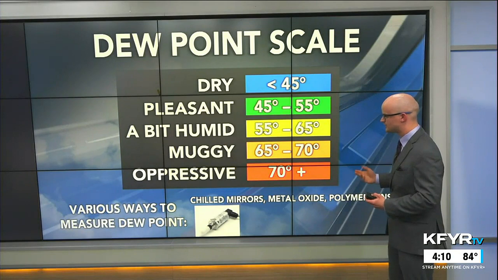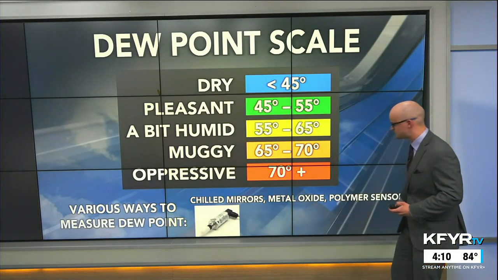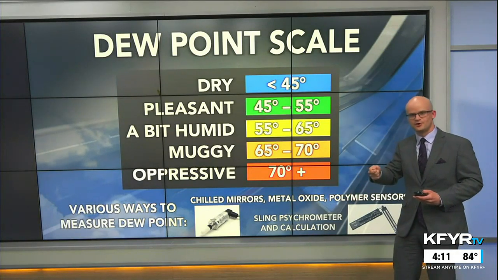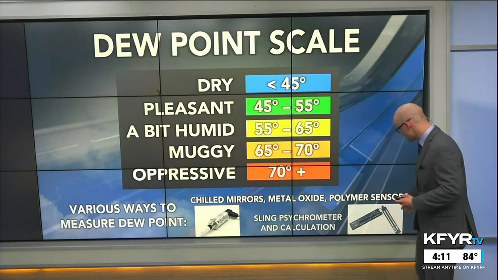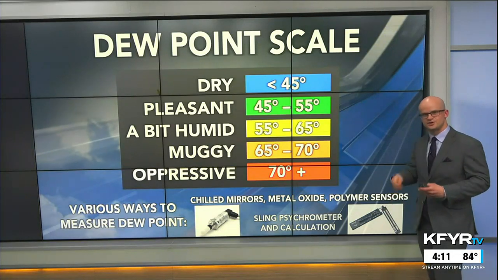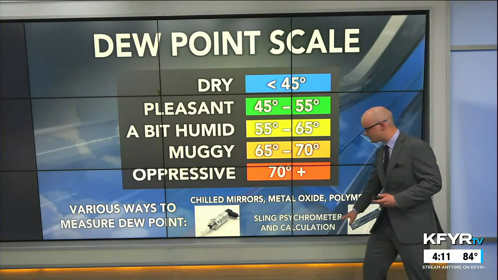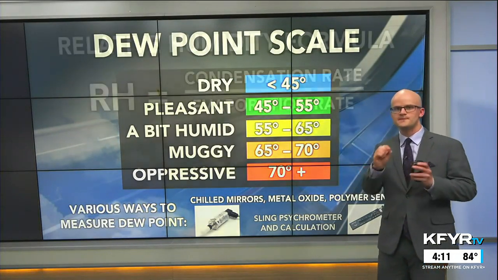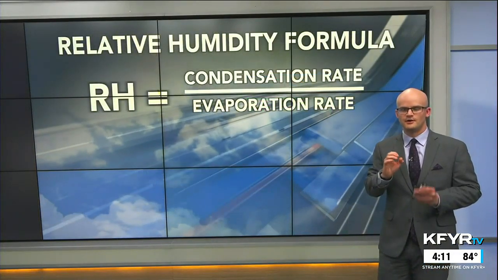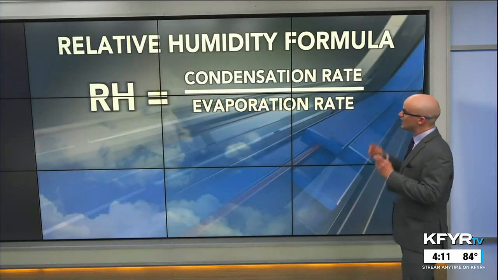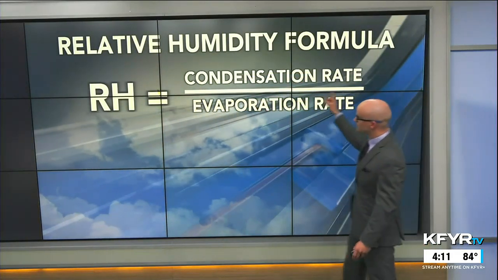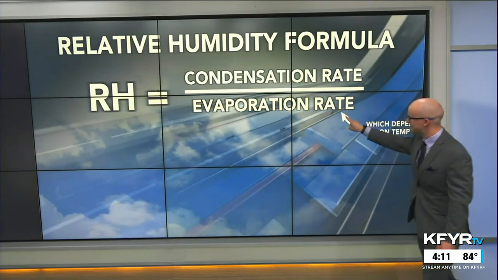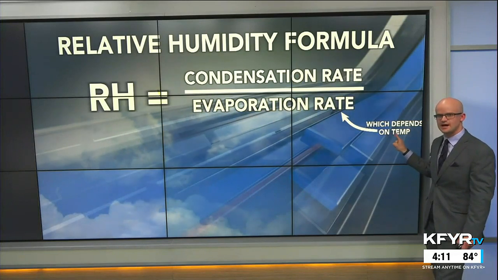There's various ways we can measure dew point with these types of sensors, and you can also use a sling psychrometer, which is a little bit more of an old-fashioned technique that uses some cloth material to evaporate moisture to calculate that dew point. But the main point here is that dew point is an absolute measure of the amount of moisture in the atmosphere. On the other hand, relative humidity, the formula for that is our condensation rate divided by our evaporation rate. And this evaporation rate depends on our temperature.